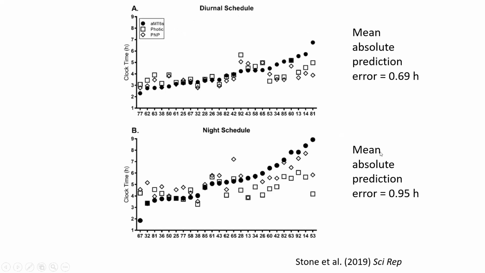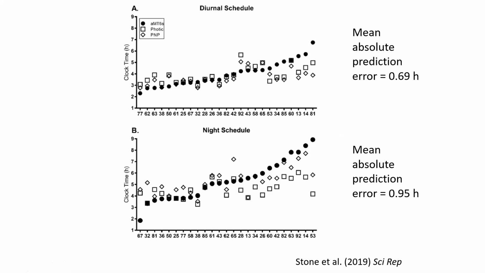But when you get to the individual level, you'll see in the diurnal schedule, the mean prediction error was about 0.7 hours. When you get to the night schedule, which is, of course, the more variable condition, you get an average error of about 1 hour. That is the absolute error.